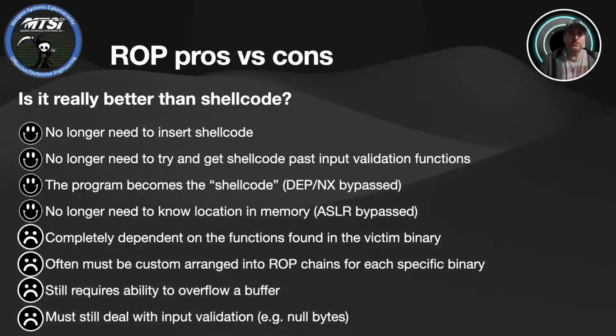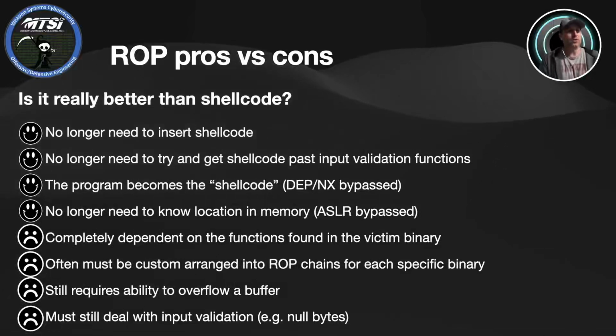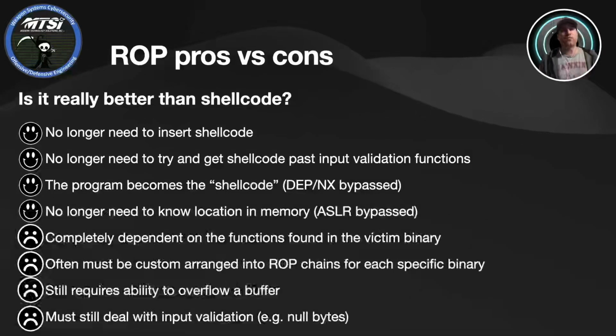What are the downsides to ROP? Well, it is completely dependent on the functions that are found in the victim binary. You know, with shellcode, I can do anything that I want as long as I can get the bytes in there. But with ROP, I can only jump to gadgets that exist in the program or the libraries that it is using. And I need to know the addresses for those. So if there's not a gadget in the program that I need, then I'm kind of stuck with that. I've kind of run out of ideas to be able to do what I'm trying to do, and I sometimes have to get creative in other ways.